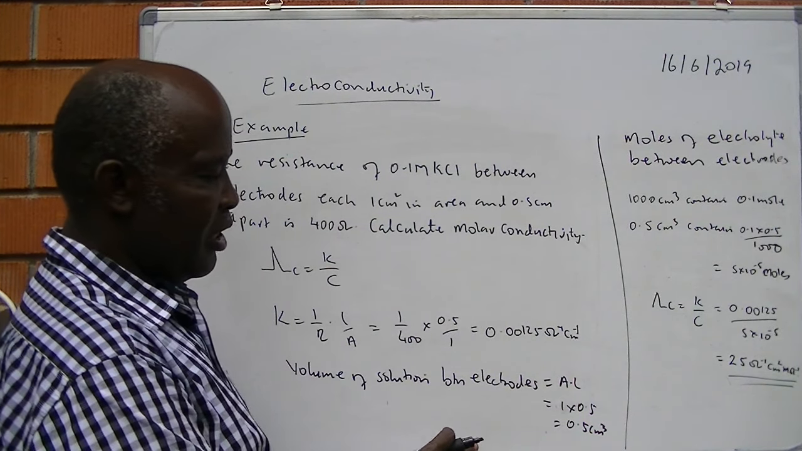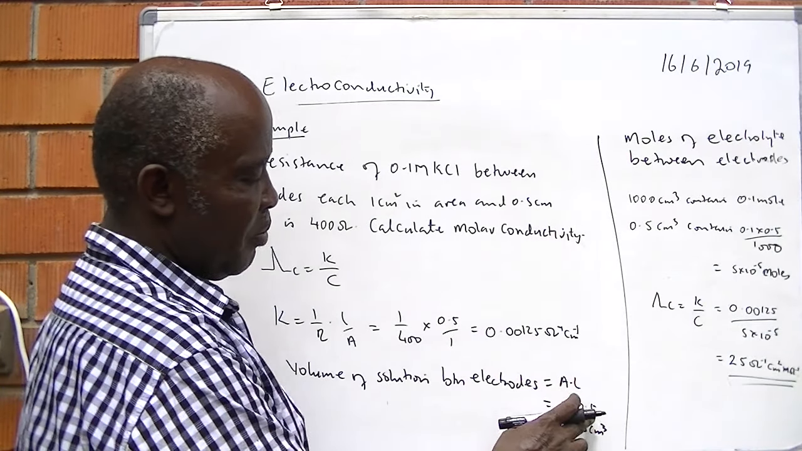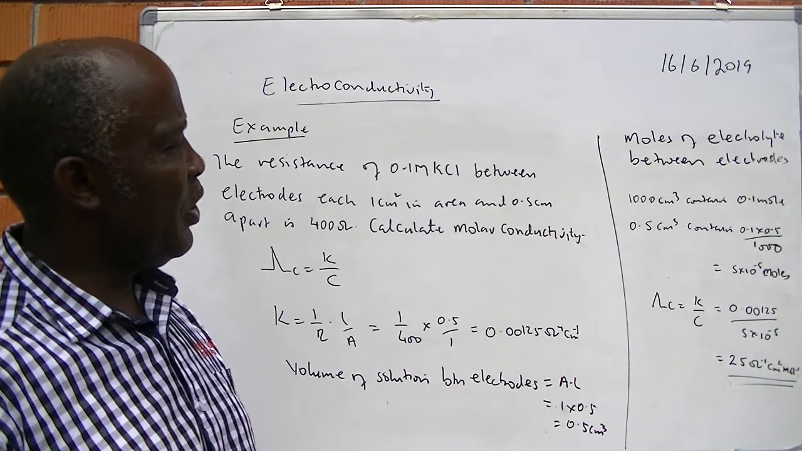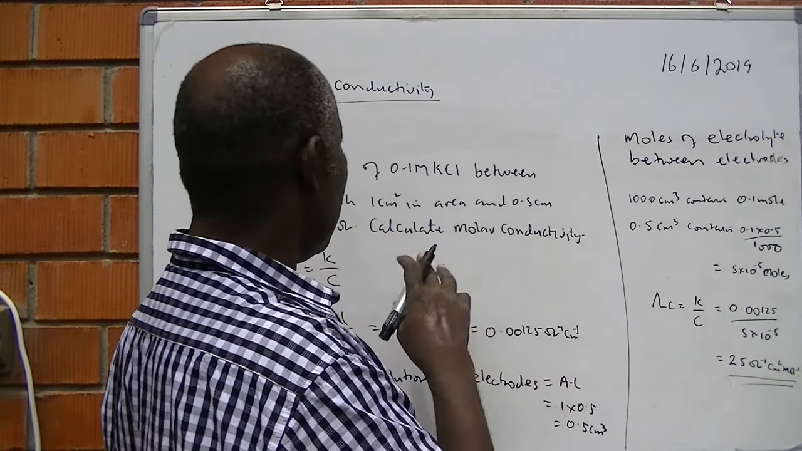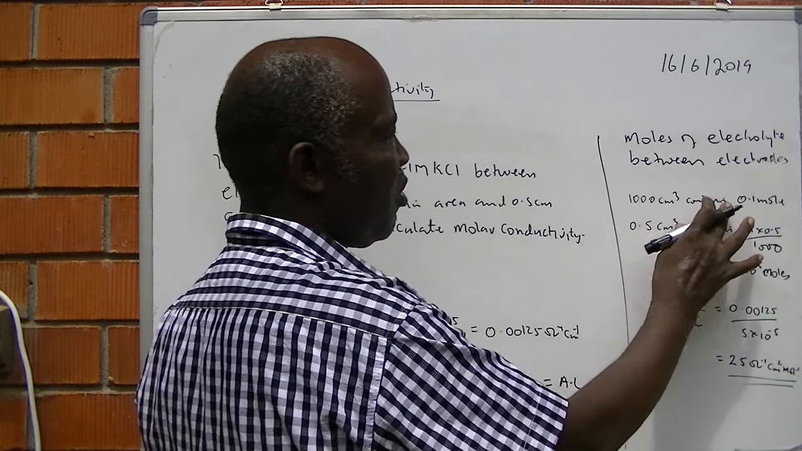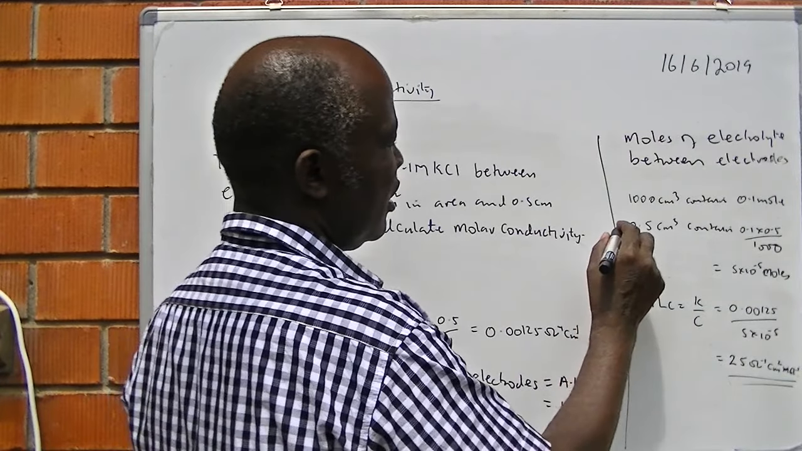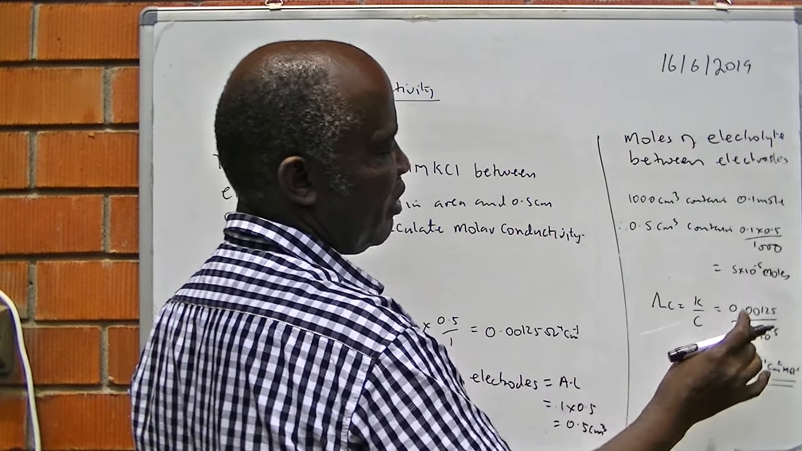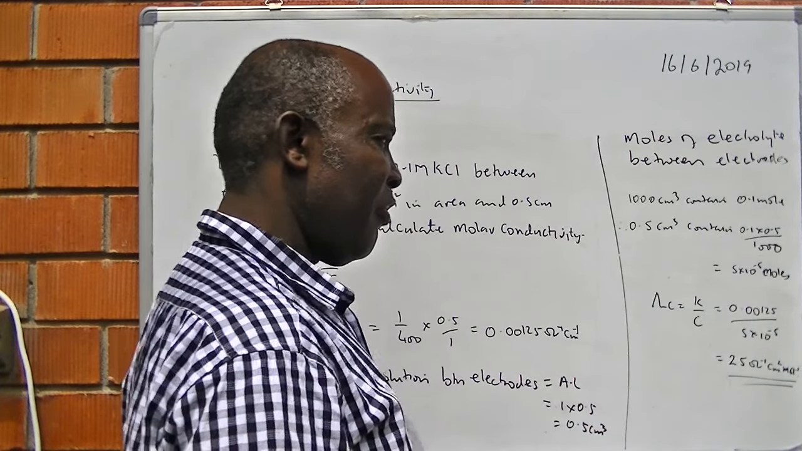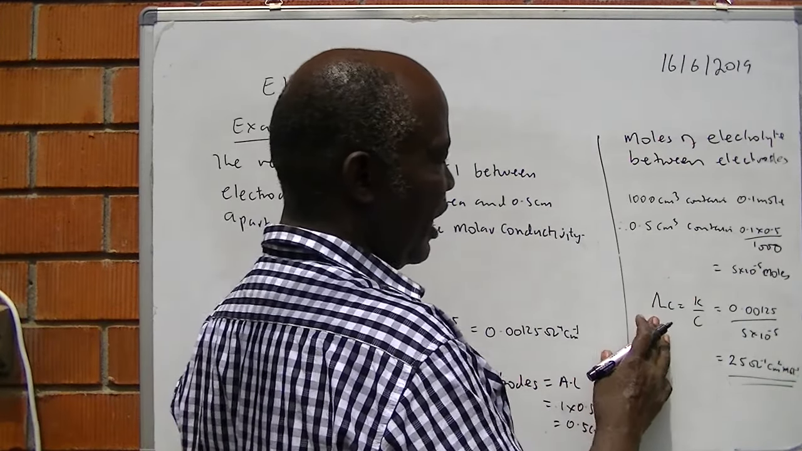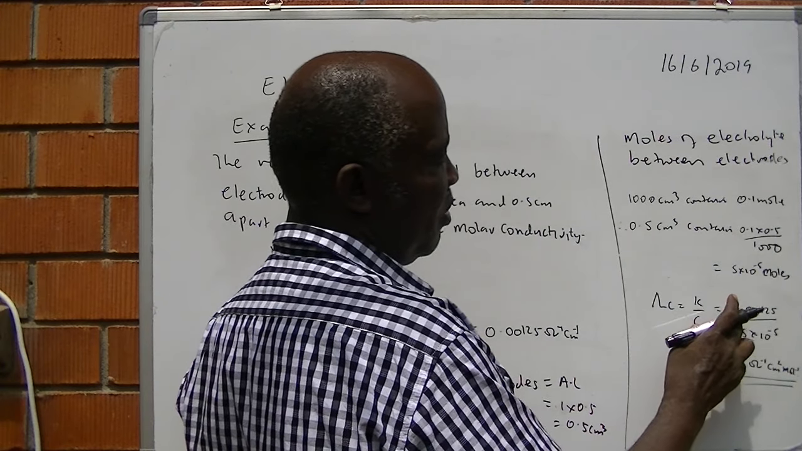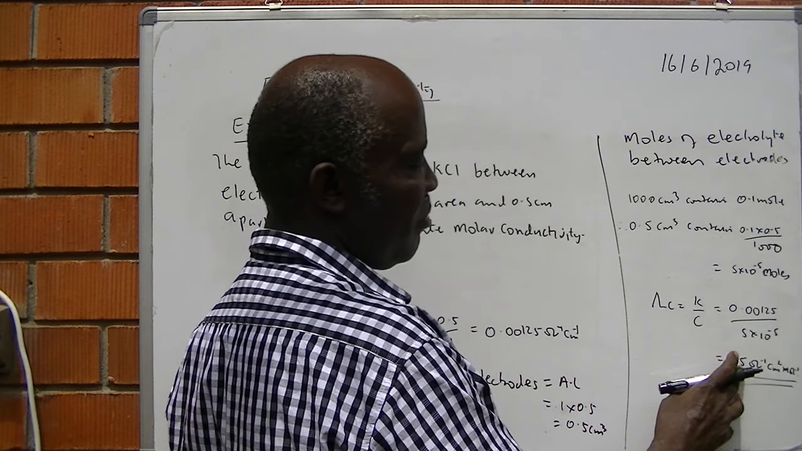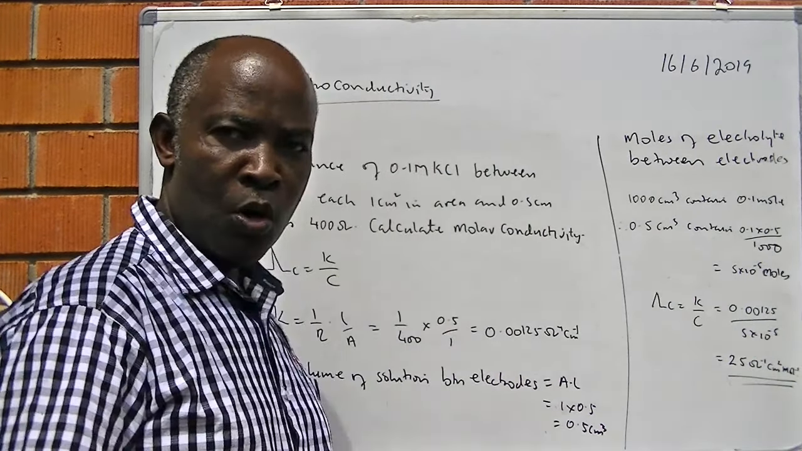The volume of solution between electrodes is equal to area times the distance apart, which is 1 times 0.5, which is 0.5 cm³. Then we calculate the moles between electrodes. Molarity means that 1,000 cm³ contains 0.1 mole. Therefore, 0.5 cm³ will contain 0.1 times 0.5 over 1,000, which is equal to 5 times 10 to the power negative 5 moles. Then molar conductivity is equal to K over C, which is equal to 0.00125 over 5 times 10 to the power negative 5, which is equal to 25 per ohm cm² per mole.